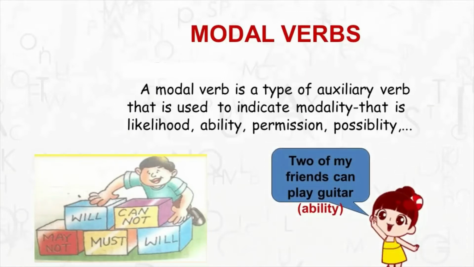For example, see here: two of my friends can play guitar. When I'm saying that two of my friends can play guitar, I'm talking about their ability. So they have the ability to play a guitar. They can pick up a guitar in their hand and they know what the different strings on the guitar are meant for, and when they play the guitar, it produces good music. So the word can here indicates the ability of a person to do something. So can is a modal verb.